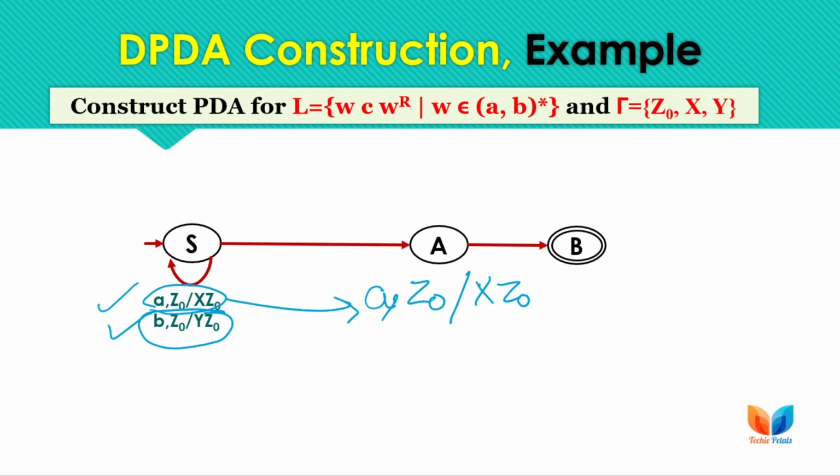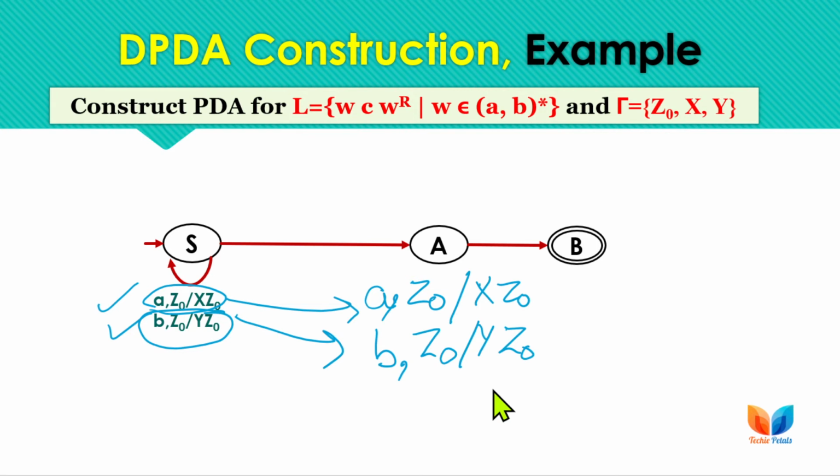Okay, now for B, we have B as an input symbol, Z0 as the stack top, and we have to replace or push B onto the stack top. So here, as we were writing B in the previous lecture, now we will be writing YZ0. Okay, the rest is the same, just instead of A we will be using X for the stack replacement and Y for the B stack replacement.